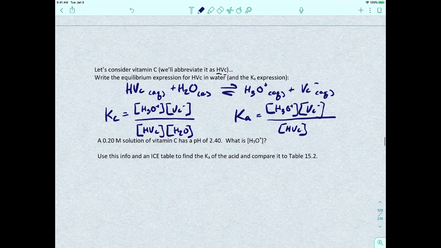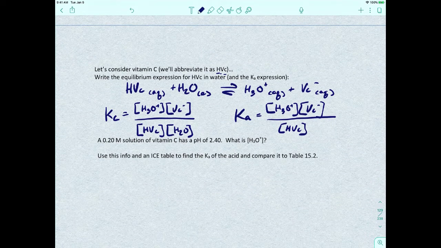Now here's our problem. A 0.20 molar solution of vitamin C has a pH of 2.40. What is the concentration of H3O+? That's what we need to find out.